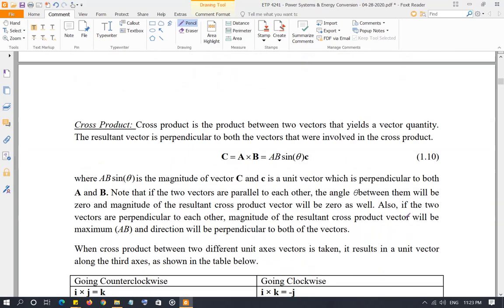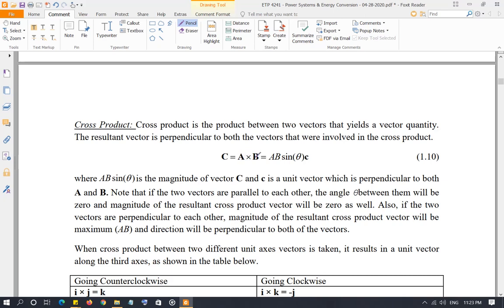Cross product, on the other hand, produces a vector. It's a vector quantity, and of course we discussed that the magnitude of the cross product is going to be the magnitude of the first vector times the magnitude of the second vector times the sine of the angle between the two vectors. That's the magnitude. And the direction of the vector C is basically the direction which is perpendicular to both the vectors between which you are taking the cross product, right?